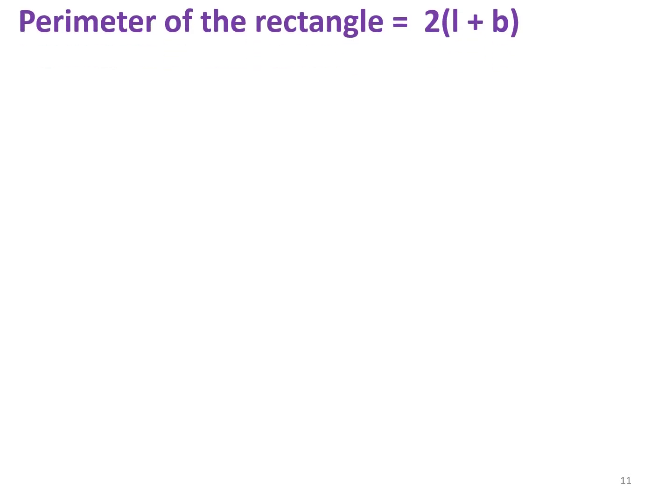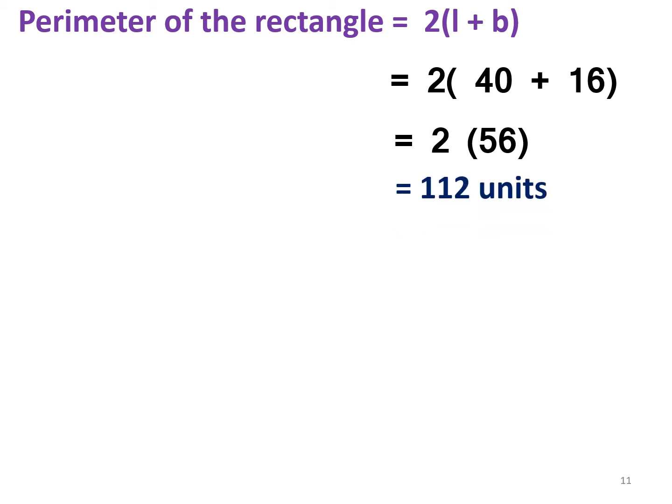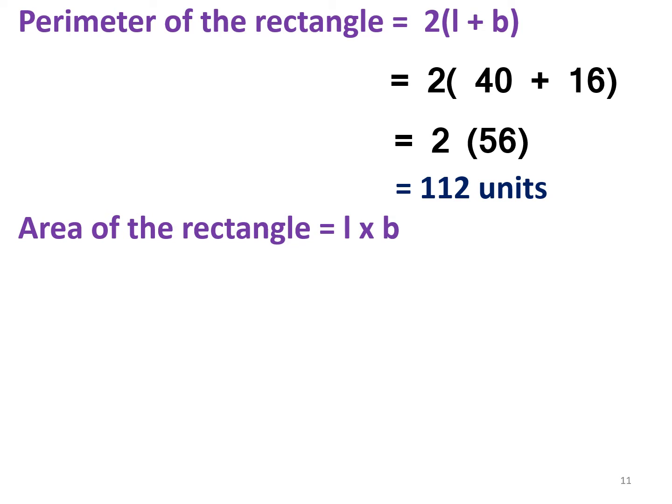So the perimeter of the rectangle is equal to 2 times length plus breadth. Substituting the value of length and breadth, 2 into 40 plus 16. So 2 into 56, which is equal to 112 unit. So perimeter of the rectangle is 112 unit. Area of the rectangle is nothing but the product of length and breadth, which is equal to 40 into 16, which is equal to 640 square unit. So area of the rectangle is 640 square unit.